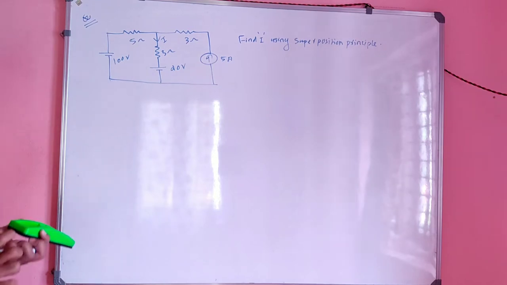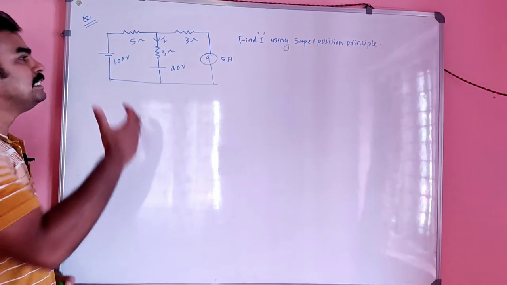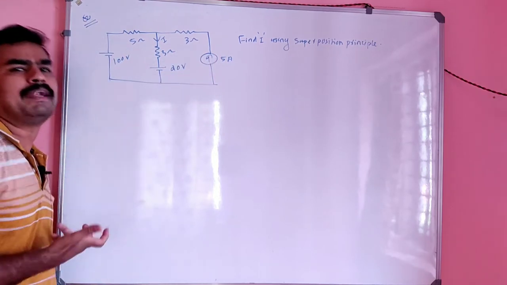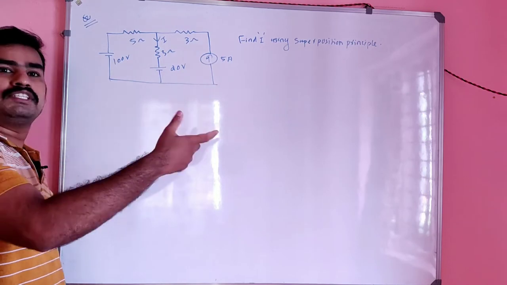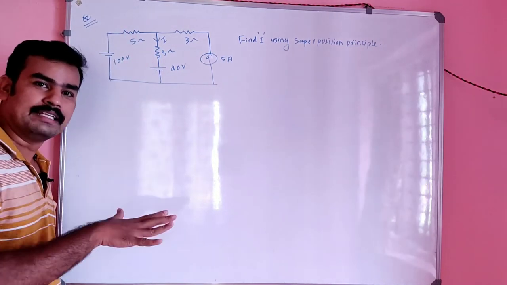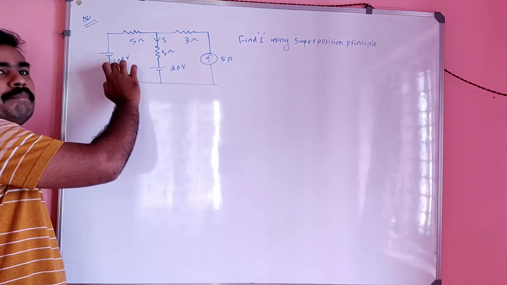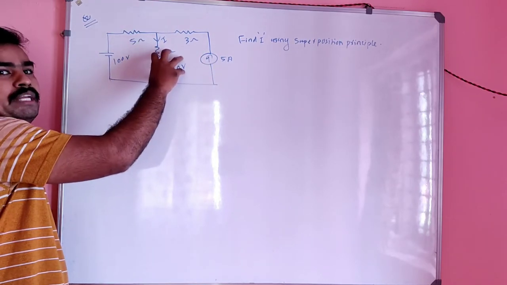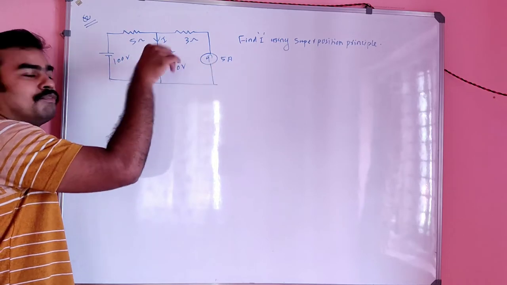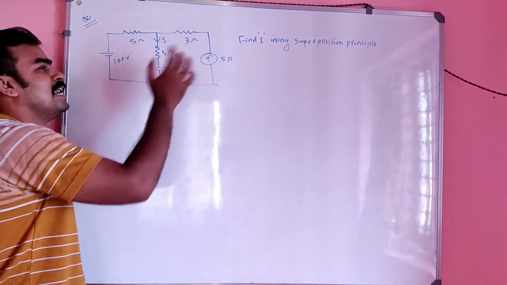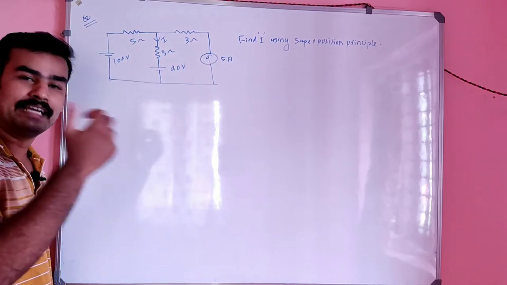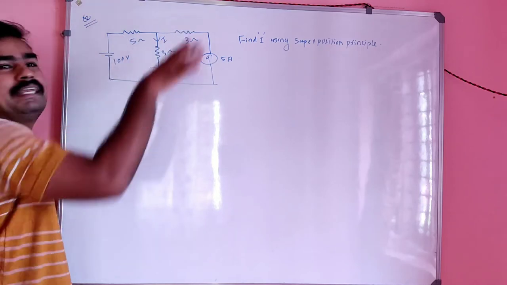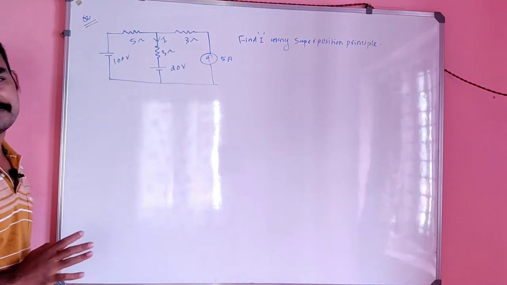How can we find I now? You have three sources, right? Sources 1, 2 and 3. You have to apply the sources individually, and the remaining sources are in switched off condition. First you apply the 100 volt source, at that time the other two sources are switched off. Next you apply 20 volt, at that time the 5 ampere source is switched off. Next you apply 5 ampere, at that time 20 volt and 100 volt are switched off. So the algebraic sum of the three gives the value of the current I.